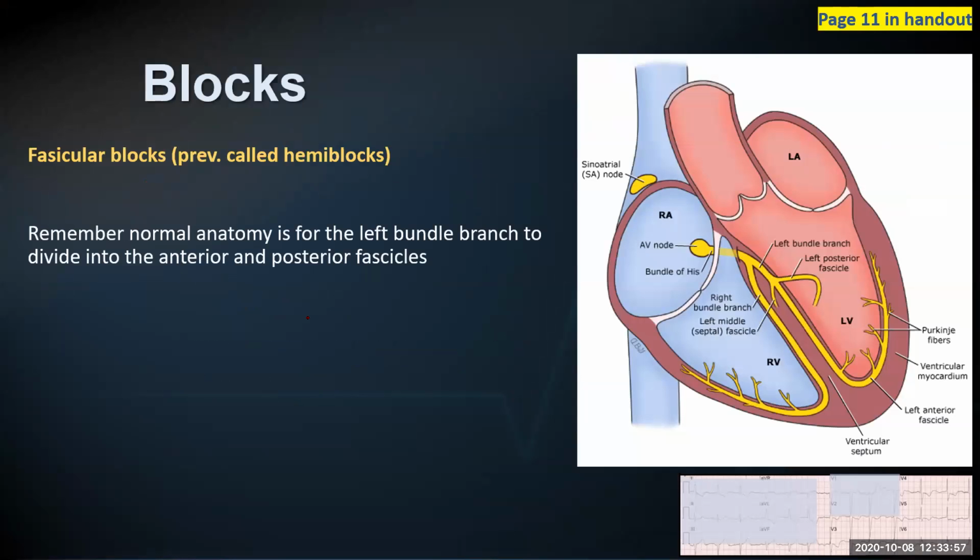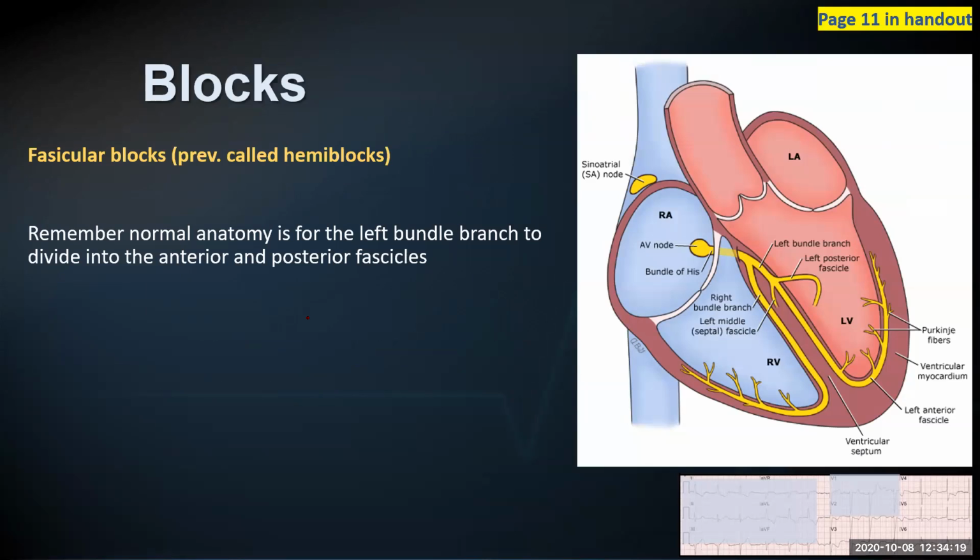So let's go with some of these other blocks. The fascicular blocks, or hemiblocks, is where we're going to talk about the left anterior and the left posterior fascicular blocks, which I alluded to with the right bundle branch block when patients are concerned about potentially having a complete occlusion of the LAD. They're also called hemiblocks. I put that term in there because depending on what you type into Google, you'll find both terms used.